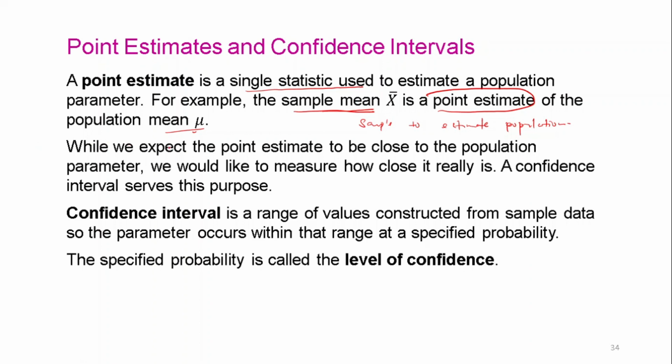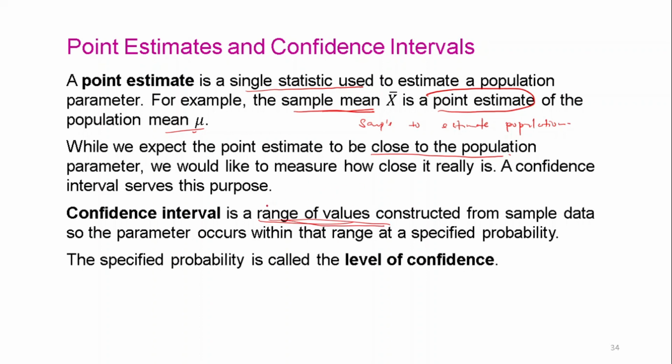While we expect the point estimate to be close to the population parameter, we would like to measure how close it really is. So we use a confidence interval to see how close they are between sample and population. A confidence interval is a range of values constructed from the sample data, so that the parameter occurs within that range at a specific probability. So a confidence interval is a range of values.